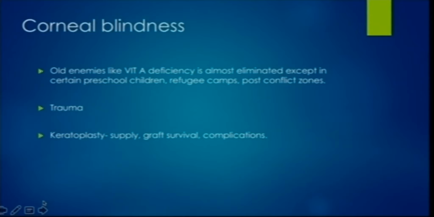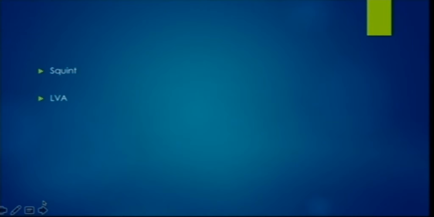Corneal blindness, I already told you that vitamin A deficiency is almost eliminated. The most important cause being trauma, but the corneal surgeries, the grafting, the supply of A-grade corneas, and the complications like graft survival and secondary complications like glaucoma. Even when there is a graft rejection, the parents don't turn up for the second surgeries. Again, the cost, and again from our side, the supply of clear corneas. Then the squint, the patient stigma: the squint brings good luck to the child, and so the parents don't turn up. Low vision aid, I think Asim sir will be touching upon it.